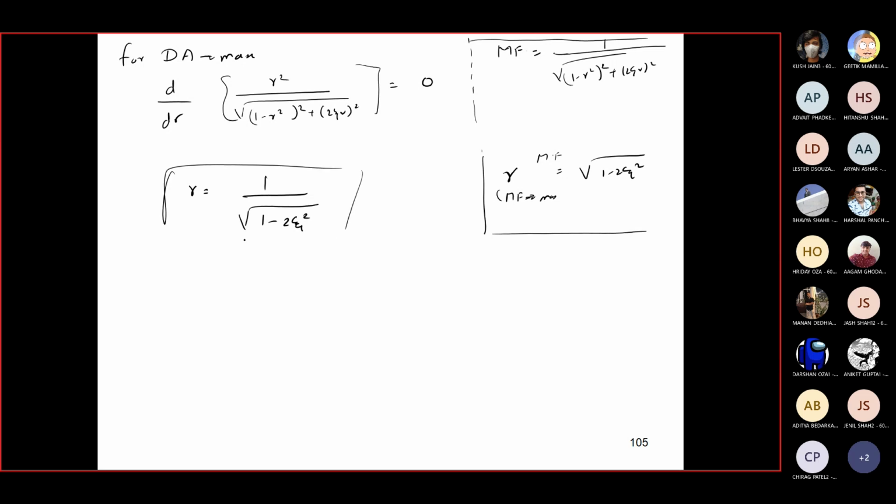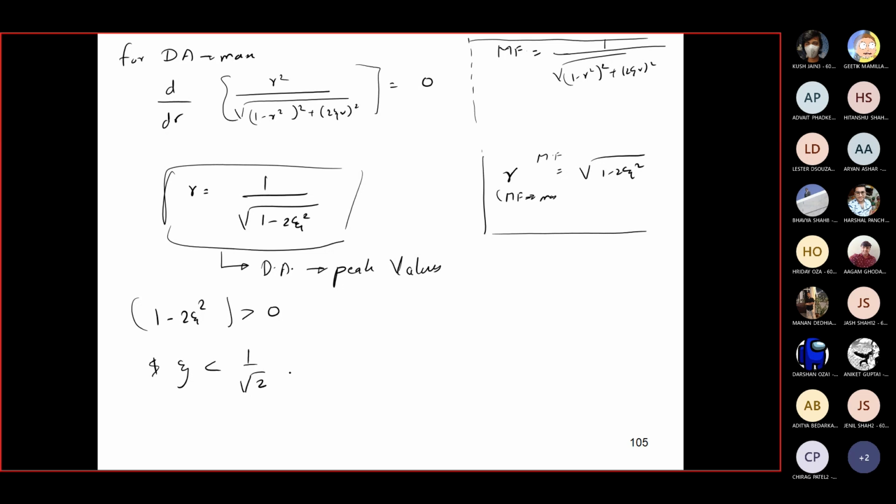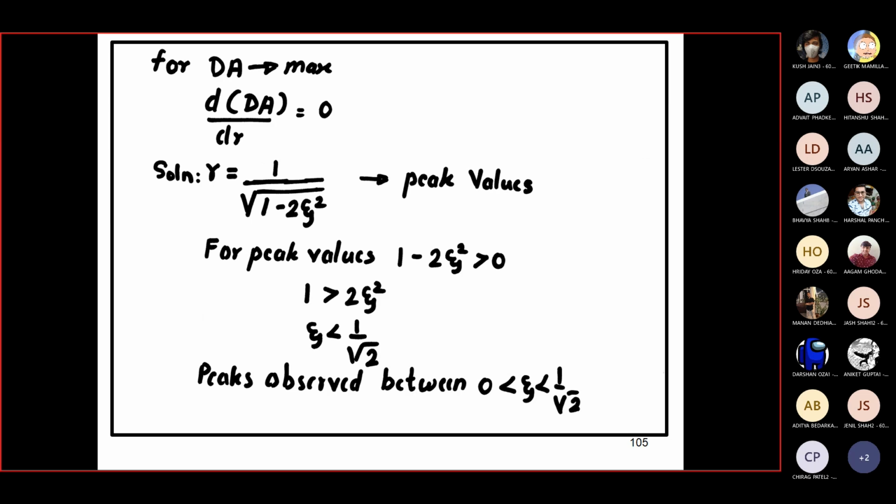When r is equal to 1 upon square root of 1 minus 2 zeta square, the dimensionless amplitude will have peak values. For peak values, 1 minus 2 zeta square should be greater than 0, or zeta should be less than 1 by root 2. So when the values of zeta are from 0 to 1 by root 2, you will observe peaks.